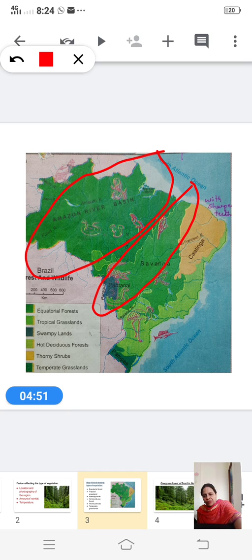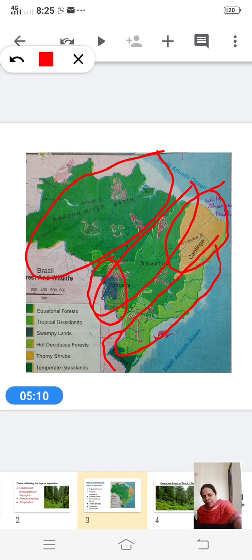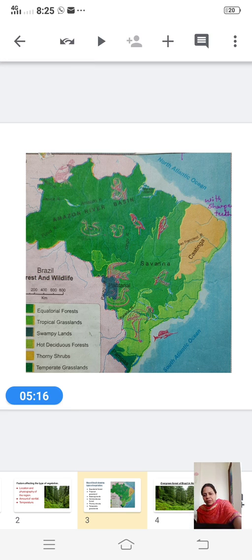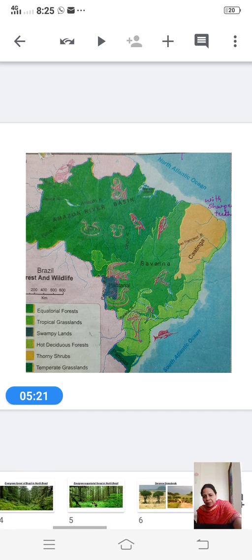The other types of vegetation of Brazil are hot deciduous forest in the coastal belt, the caatinga in the northern part which is having the thorny shrubs due to low rainfall, the Pantanal region which is also called the largest wetland of the world, and the pampas, the temperate grasslands. All this we will discuss in our next class. But before that, I would like to share some pictures of the same.